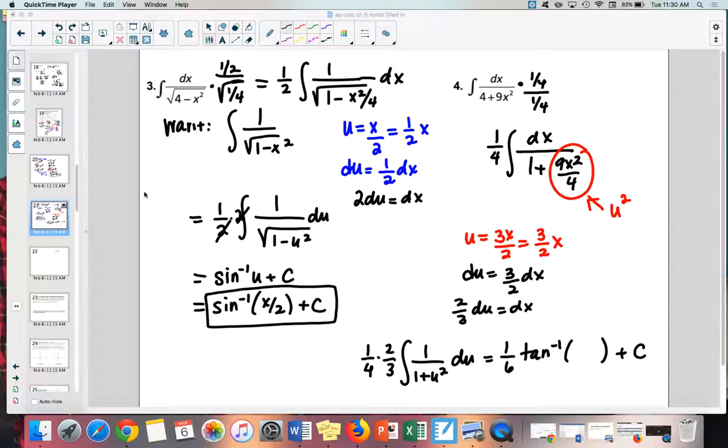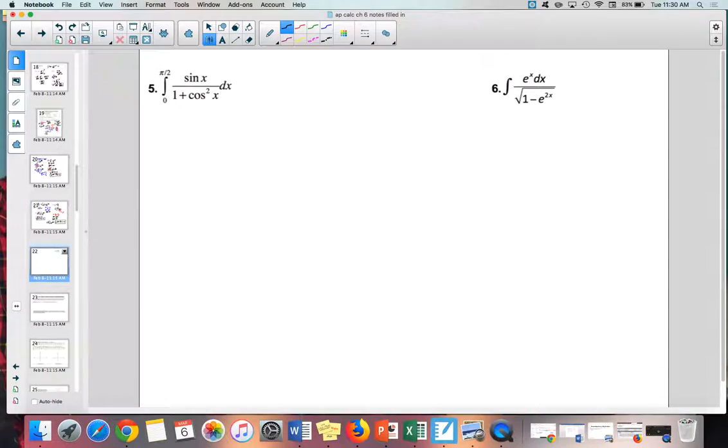So sometimes as I'm plugging in my u, I'm like, I'm not going to write the u part. I'm just going to say my u was 3 over 2 x, and that's our answer. Feeling better about these? They're weird at first, I know. All right, let's do one more.